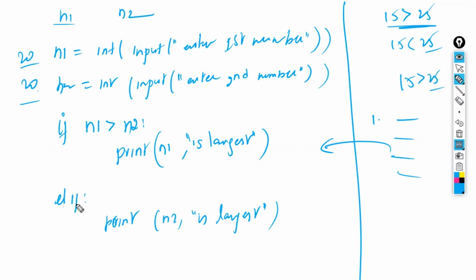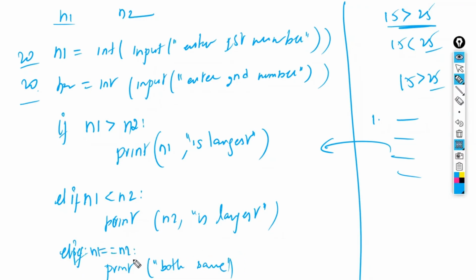Here you take elif n1 is less than n2: n2 is the largest. Otherwise, print both are same. If both conditions are not satisfied, what is the reason? Both are the same. Or if you still want, you can write elif n1 is equal to n2 and print both are same. The choice is yours. Should you start with greater than first? No, I will start with less than, second I will take greater than. Neither is wrong; you can select anything as per your choice.